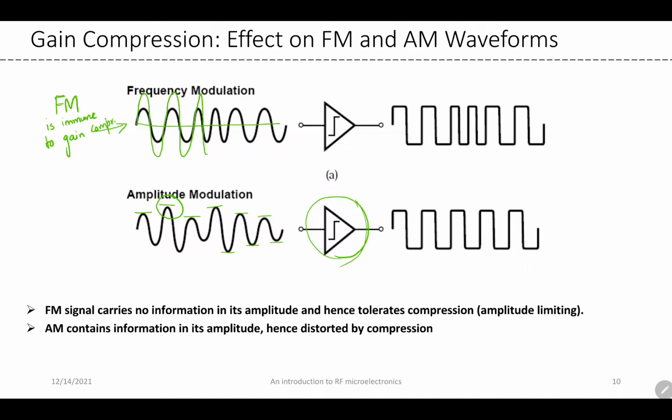Since the information is stored in the amplitudes, that particular amplitude will have been compressed in the output, and it will not reflect the actual amplified modulated signal, but it will have changed the information contents of that signal. So amplitude modulation, AM based signals, are very susceptible to gain compression, and it can lead to data corruption if gain compression is present in a system which is based on amplitude modulation.